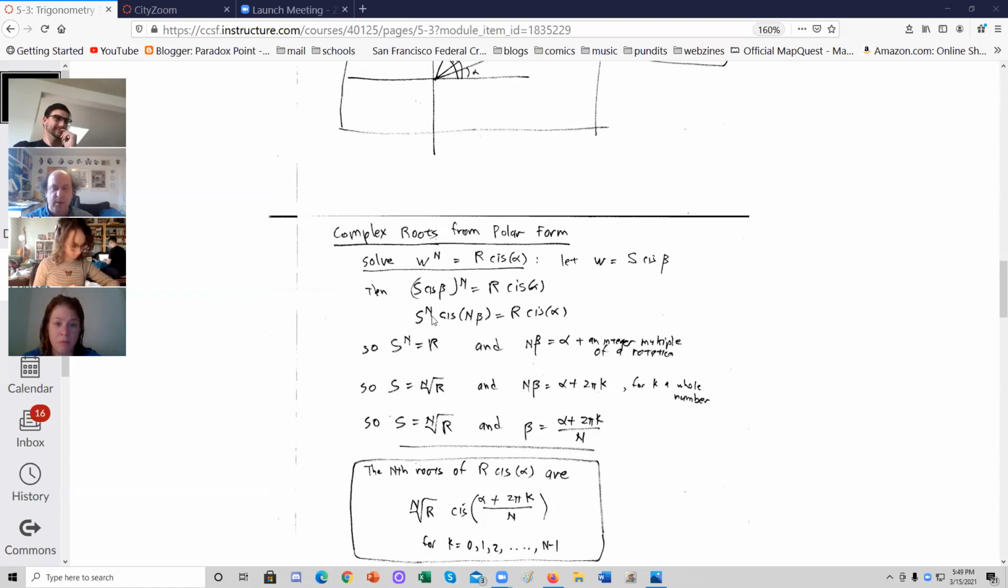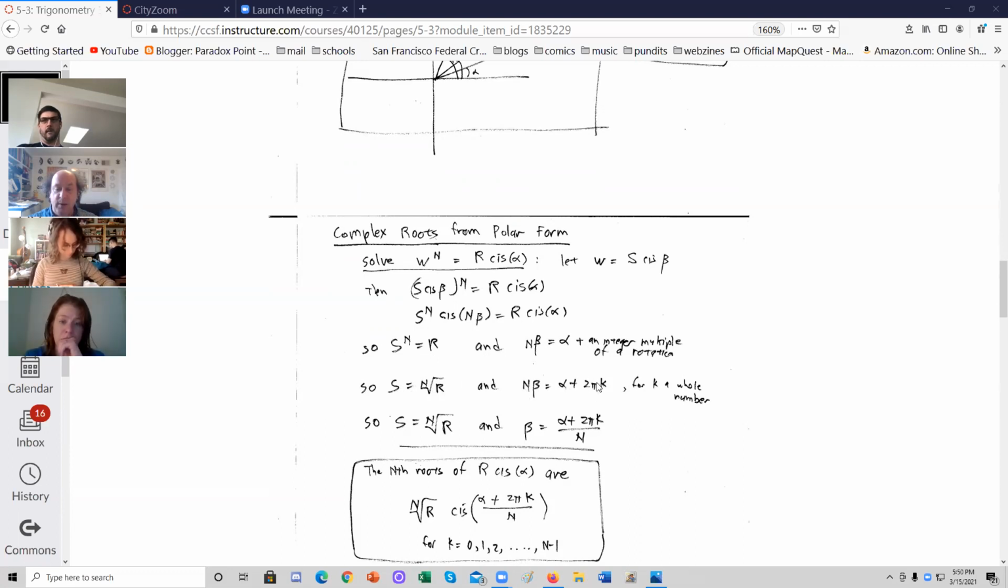S to the n cis n beta equals r cis alpha. Okay, these two complex numbers are the same, so they have to have the same length, s to the n equals r. And it's a little different with the angle, since going around 360 degrees gets to the same number, we have to say that these differ by an integer multiple of the rotation. So n beta equals alpha plus an integer multiple of the rotation. Now, s to the n equals r, so s is the nth root of r. That solves that.